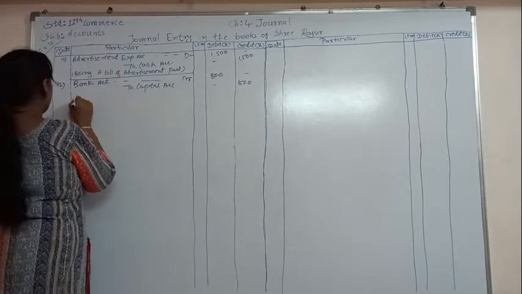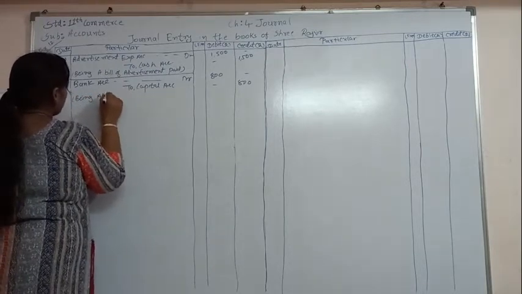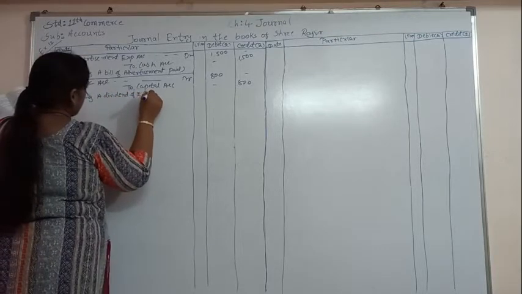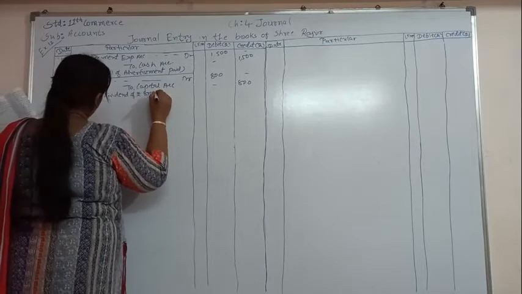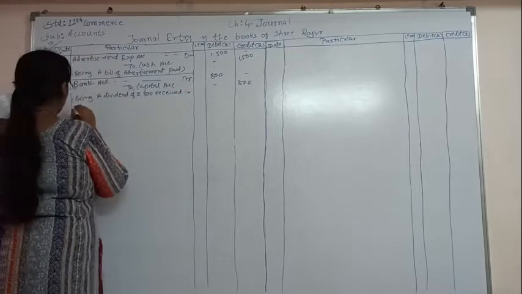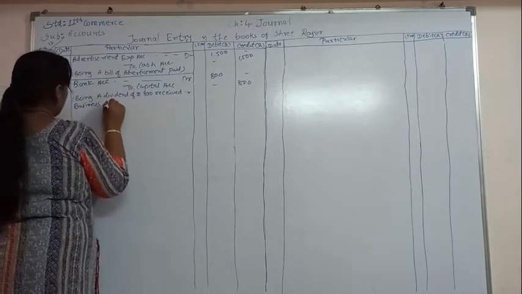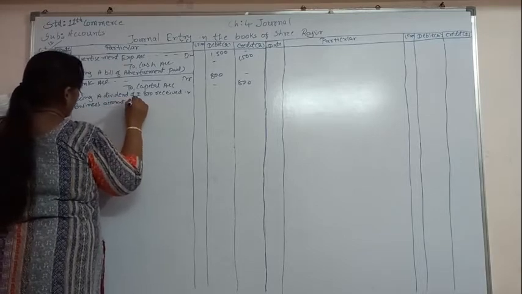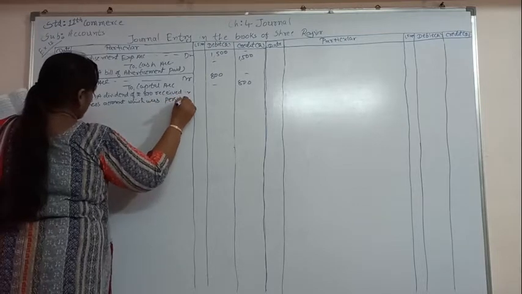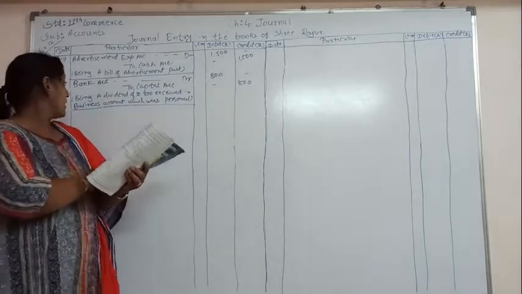Being a dividend of rupees 800 received in business account which was personal. So personal dividend we have received in a business account.